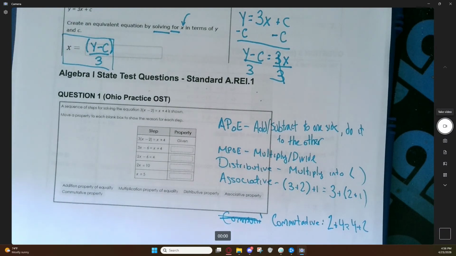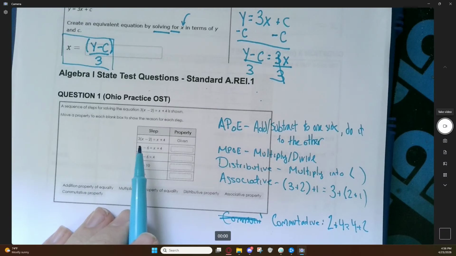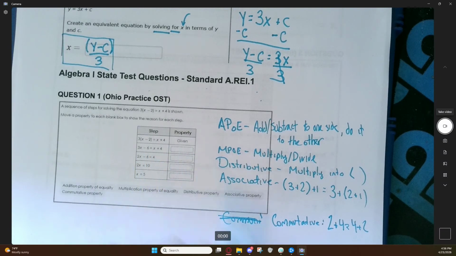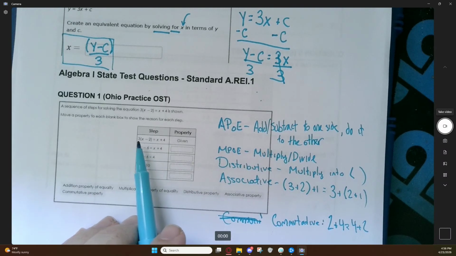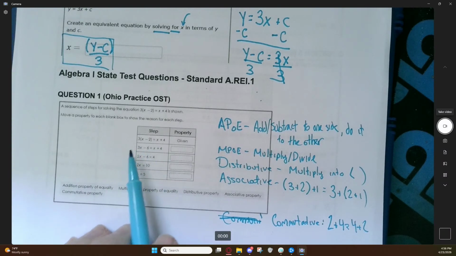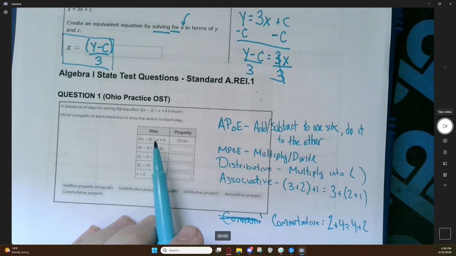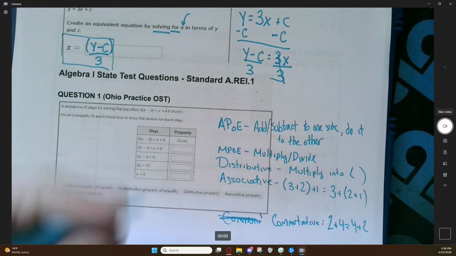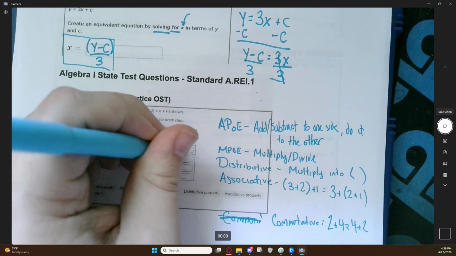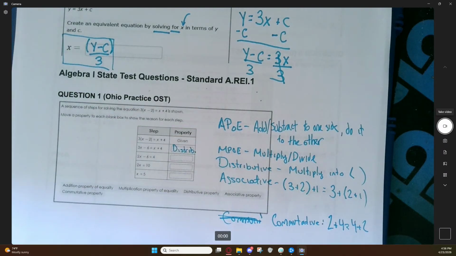So, looking at our steps, we have 3 times x minus 2 equals x plus 4. That's given. Okay. 3x minus 6 equals x plus 4. So, what changed? We took the 3 times x minus 2, we got rid of the parentheses, and it looks like we multiplied 3 times x to get 3x, and 3 times negative 2 to get negative 6. As you know, with parentheses and multiplication, we're looking immediately at distribution. Okay? That is the distributive property. We go to the next step.